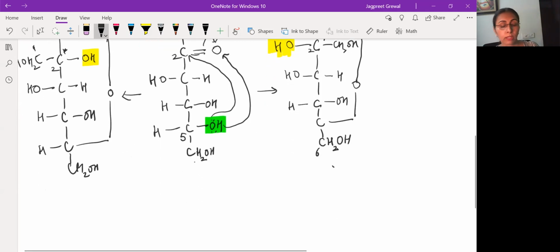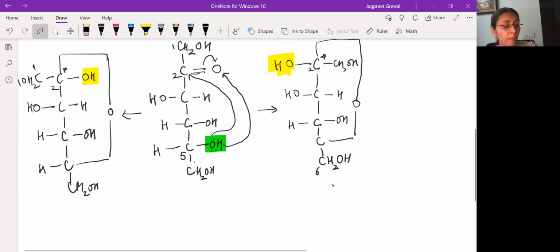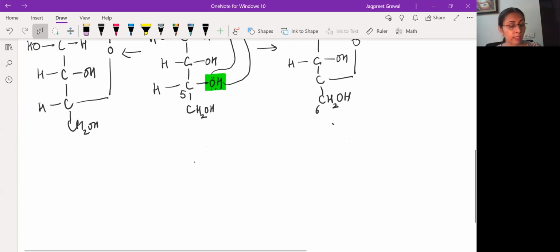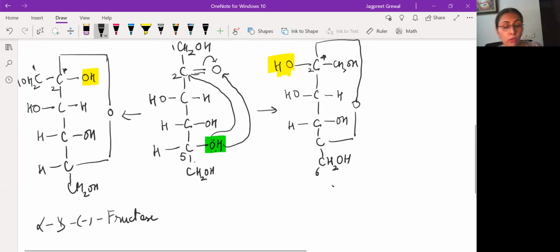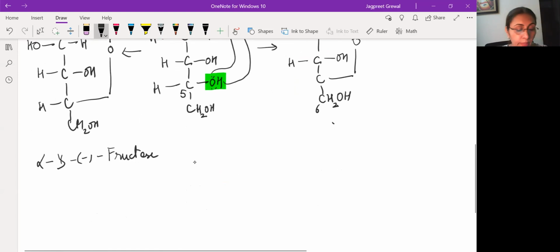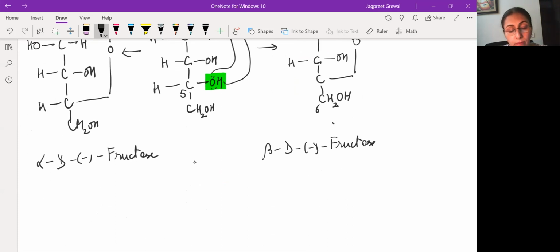Which are these isomers called? They are called the anomers. So if OH is on the right hand side, we name it as alpha D minus fructose. And if OH is on the left side, we call it beta D minus, minus is again the optical rotation, fructose.